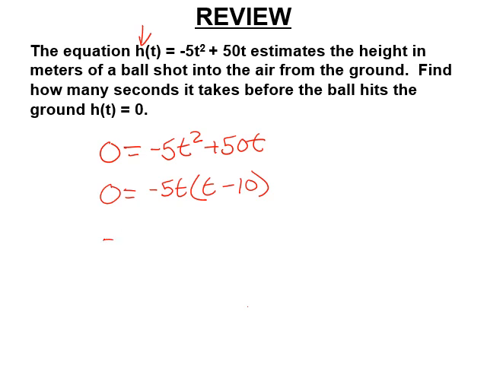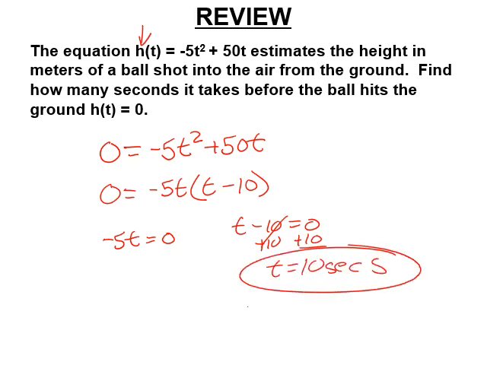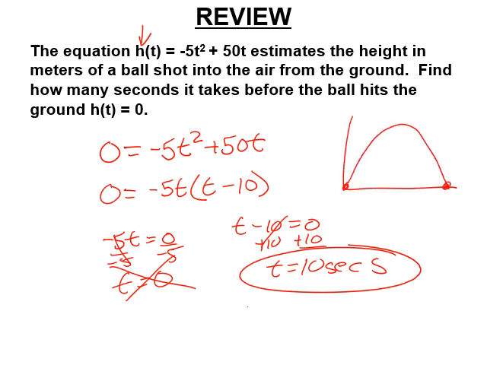So to make it zero, there's two factors here. Negative 5t can equal 0, t minus 10 equals 0. So this ball was shot in the air, so it took 10 seconds before it hit the ground. This one over here is where it started, right? You'll get that answer, but that's not what we need. We know it started at 0 and took 10 seconds to get back to the ground.